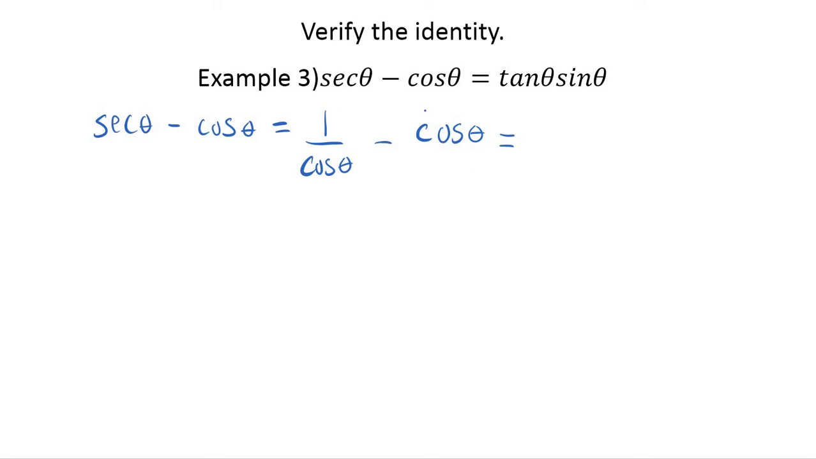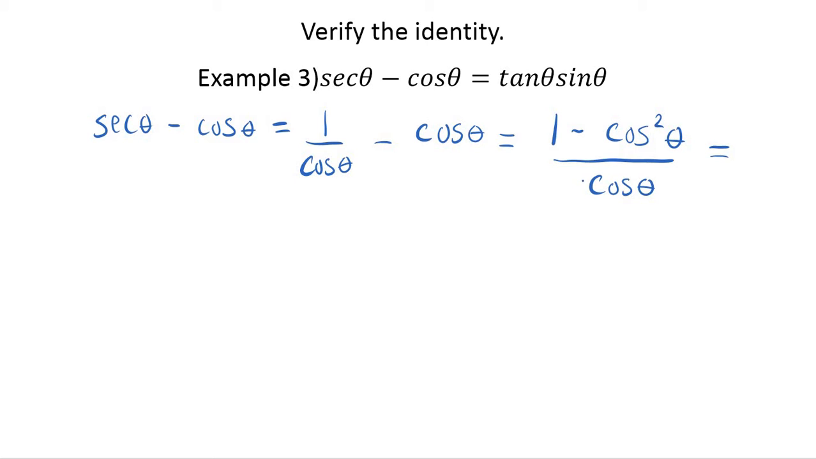Well, how could I combine these into a single expression? I need to get a common denominator. Of course, that common denominator is going to be cosine theta. So I need to multiply this term here by cosine theta over cosine theta. If I do that, I'm going to get 1 minus cosine squared theta all over cosine theta. Again, let's see what just happened. 1 is right here. Where did this come from? I multiplied cosine theta over cosine theta to get a common denominator, and that's where the cosine squared came from. Of course, it's all over cosine theta.